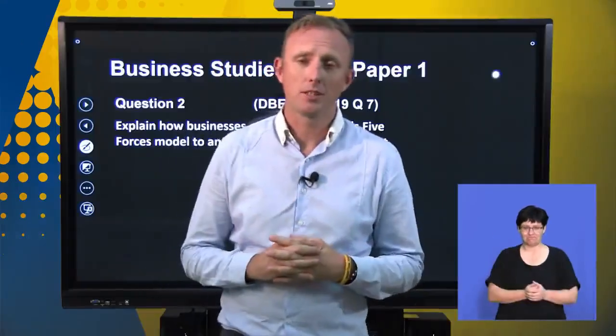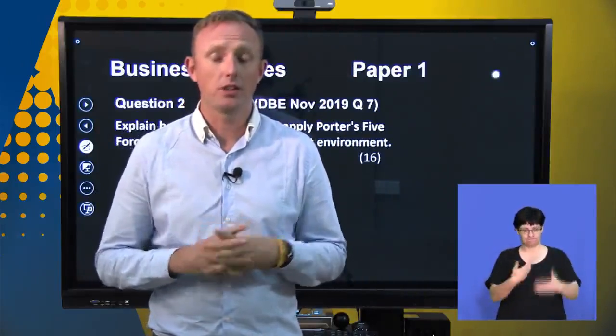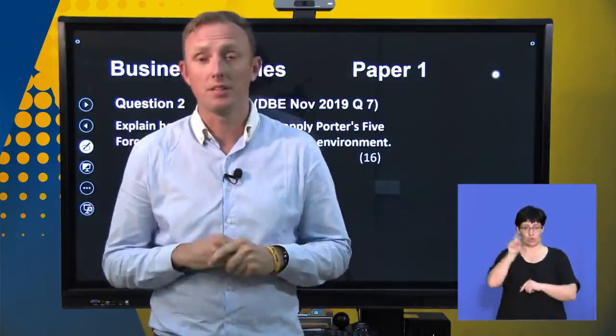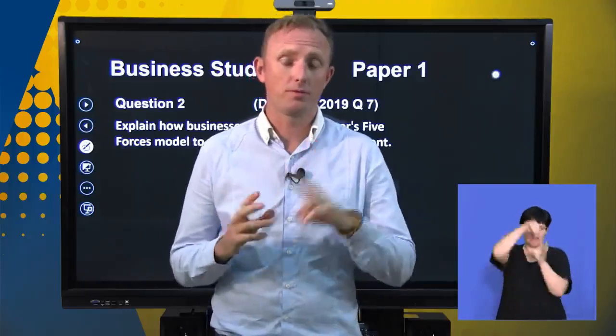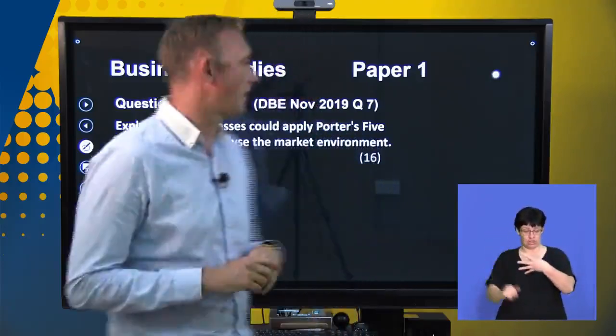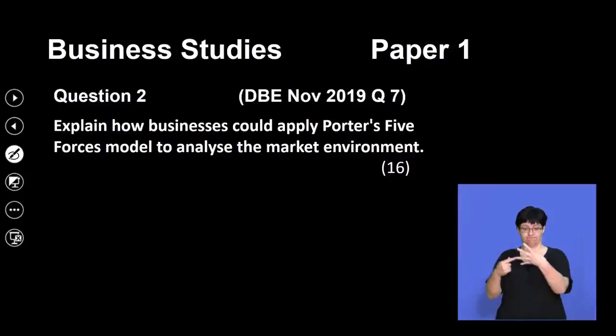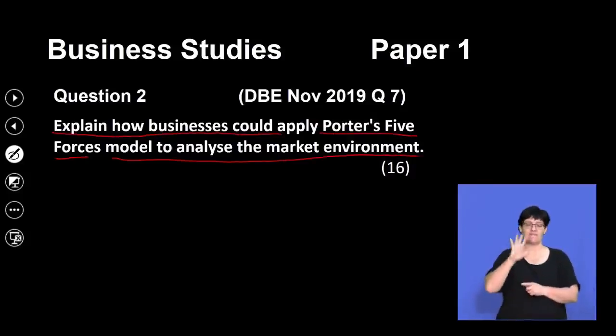Welcome back, Matrix. We're going to be carrying on with this essay question that can be broken down and potentially be section B questions. We've done the first two parts of the question. Now we'll be going on to the third part. The question asks, explain how businesses could apply Porter's 5 forces model to analyze their market environments.